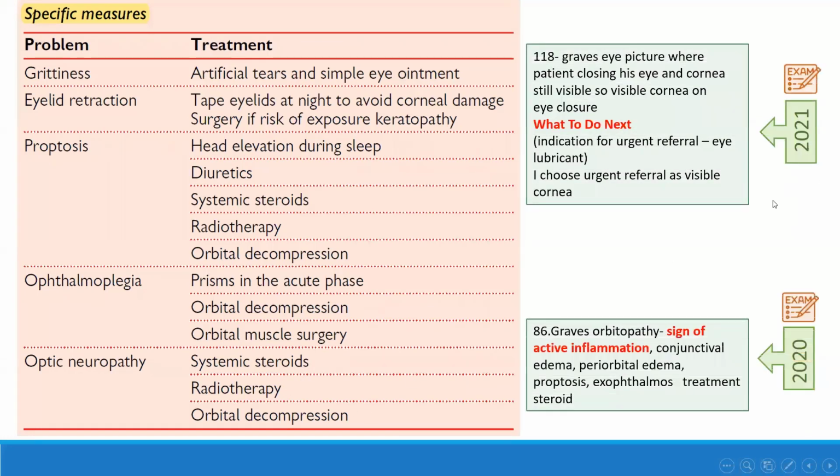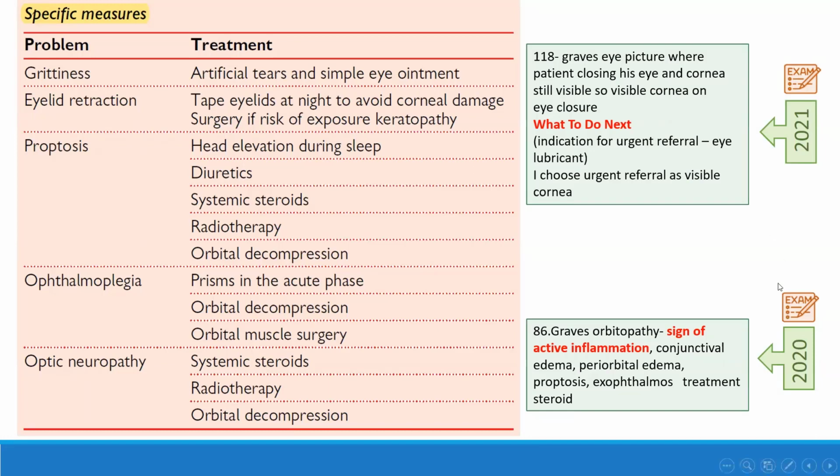And actually, each year they give a question like this. In 2021, they presented a case, a Graves' eye picture, where the patient is closing his eye and the cornea is still visible. So, visible cornea on eye closure, what to do? Dr. Khalid mentioned that he chose urgent referral as the cornea is visible, but usually urgent referral is for when there is a breakdown in the cornea. According to the scenario and manifestation, urgent referral may be an indication.